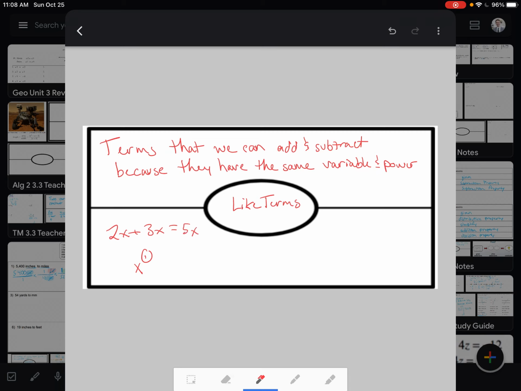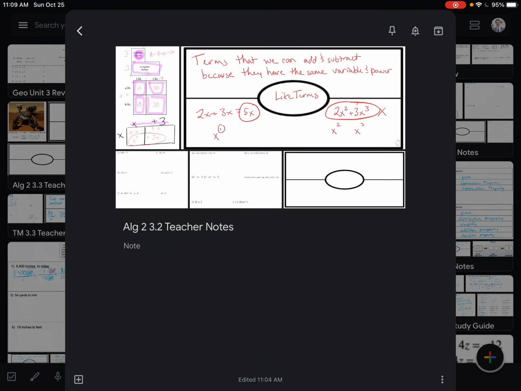both it's to the power of 1, so we are allowed to do 5x. But if we have something like 2x squared plus 3x cubed, what we're going to see is the variable and power for the first one is x squared, the variable and power for the second one is x to the third power. So these are not like terms. We are not allowed to add or subtract them. So that won't work. We can't do anything past this point. That's the simplest form. Whereas for the one on the left, again, 5x is the simplest form. Same variable, same power. We are allowed to add.